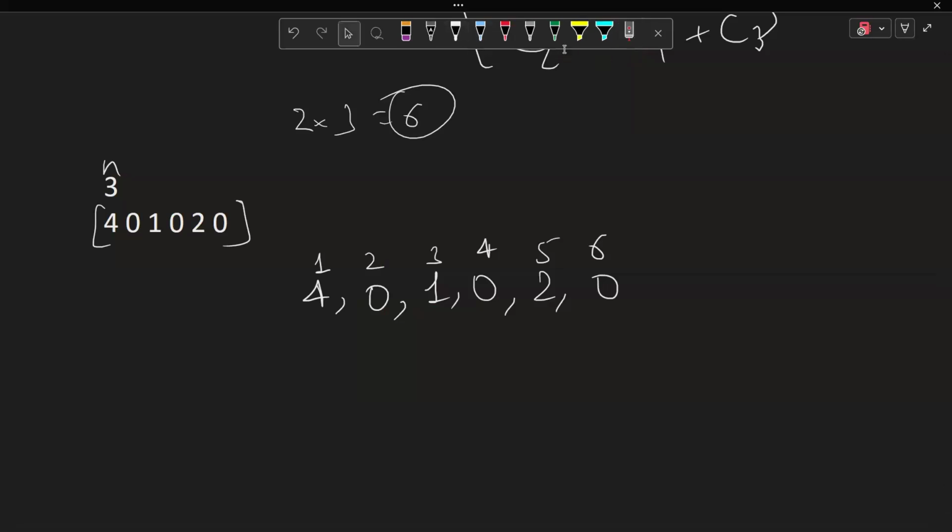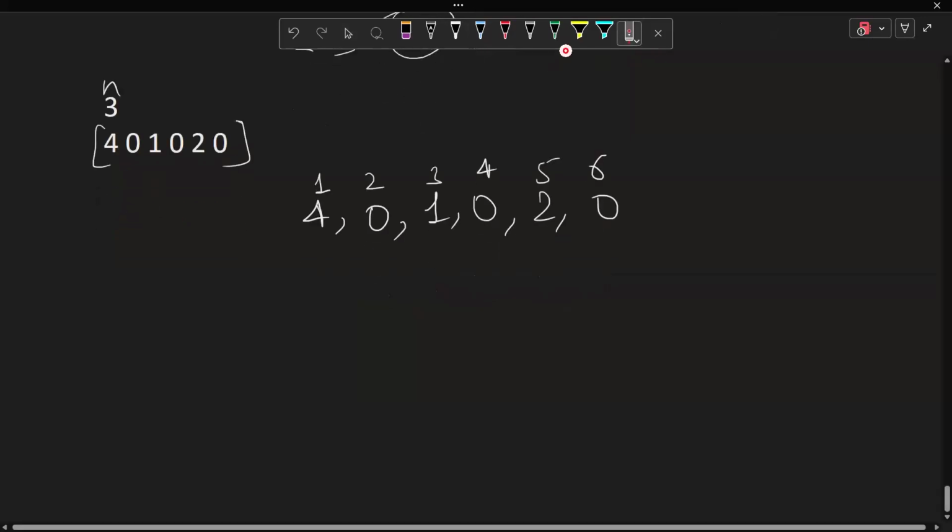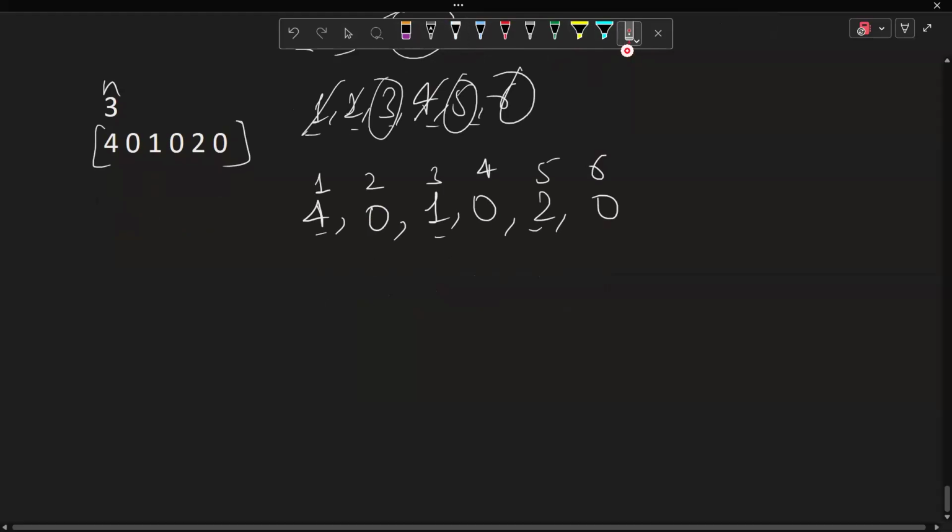So one example for this would be, let's say you replace this 0. For a permutation, you need to have all the values from 1 to 2n. So 1 2 3 4 5 6, all of them should exist. Here 4, 2 and 1 are already there. 3, 5 and 6 are not present. So we need to replace these zeros by 3, 5 and 6.